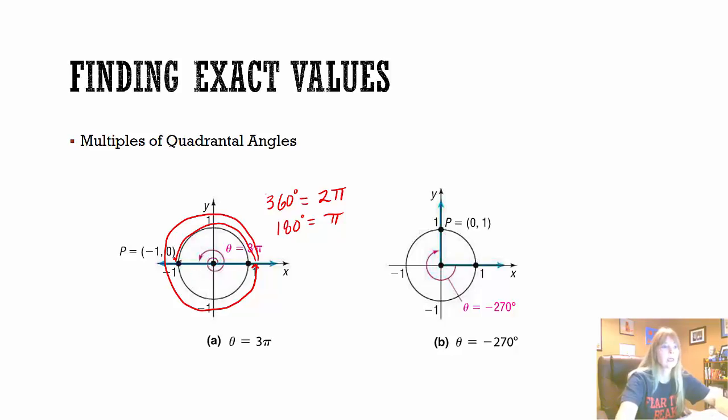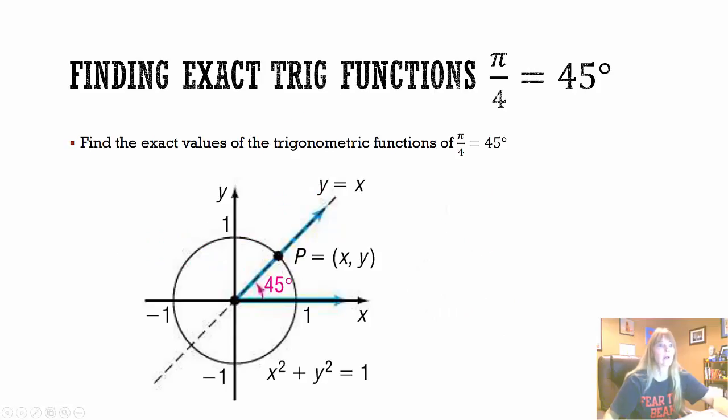Why do I care? Because now I have a point. You always wondered, does she really have a point? I have a point that I can now use to find the 6 trigonometric functions. This example over here is just showing you that if it's a negative angle, you're going in the negative direction. So don't forget that when you have negative angles. All right, so moving right along.